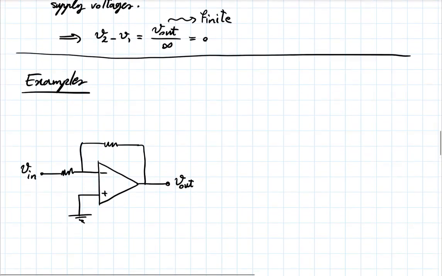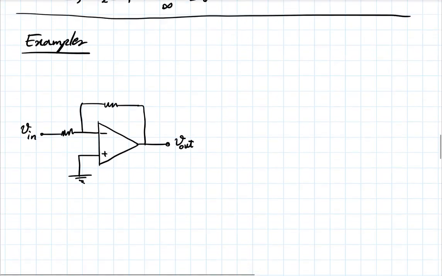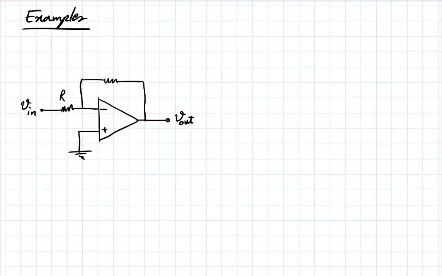Assume this is an ideal op-amp. And by the way, if I don't specify, I mean an ideal op-amp. OK? And let's call this R1, and this one R sub F.